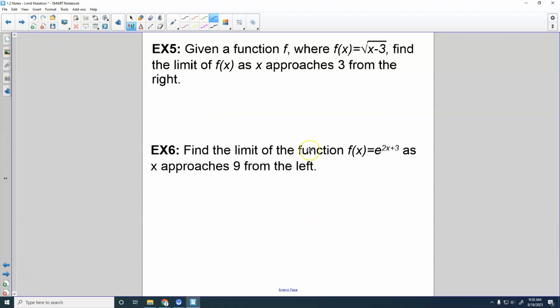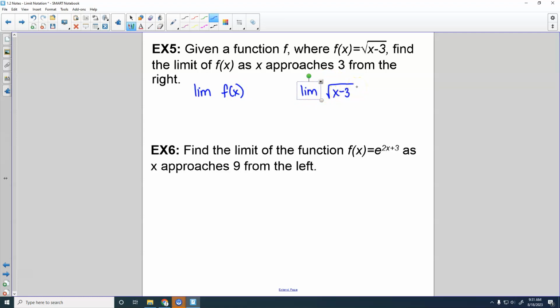Let's look at going from words to the limit notation. We are given a function f where f of x equals square root of x minus 3. Find the limit of f of x as x approaches 3 from the right. So we got a couple options because they gave us f of x, but they also told us what it stood for. So you could write it like this, limit, and you could just call it f of x. Or you could do the limit and you could call it square root of x minus 3.